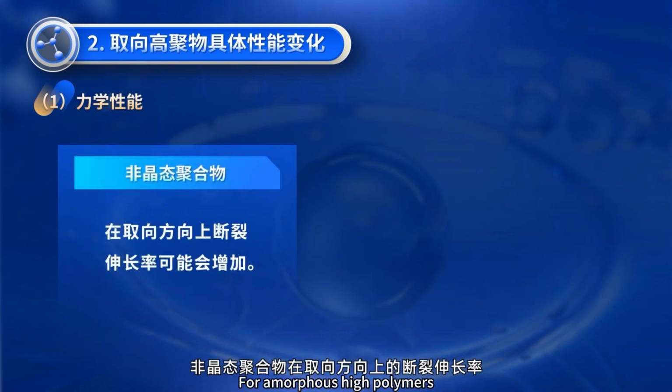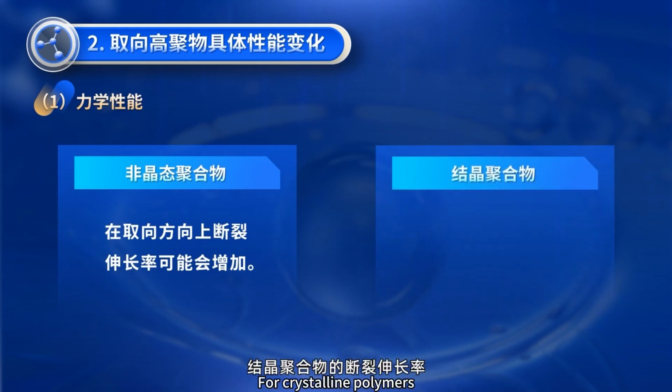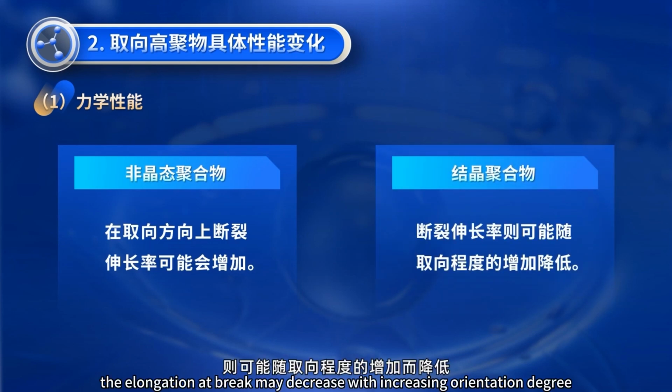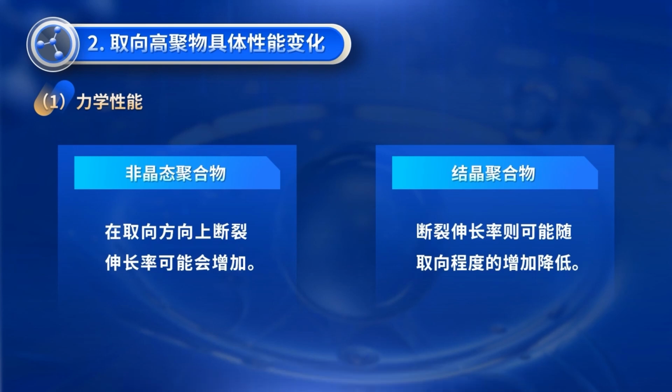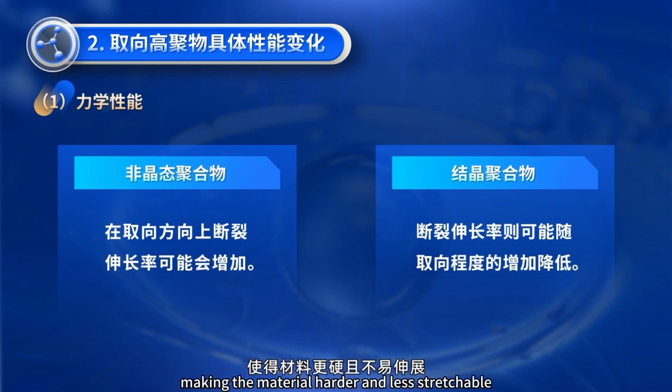For amorphous high polymers, the elongation at break in the orientation direction may increase. For crystalline polymers, the elongation at break may decrease with increasing orientation degree. This is because orientation strengthens the connections in the crystalline regions, making the material harder and less stretchable.